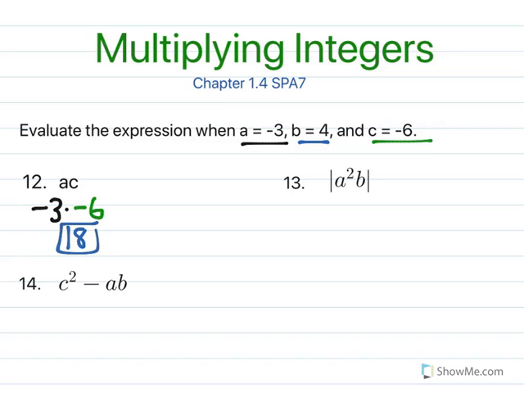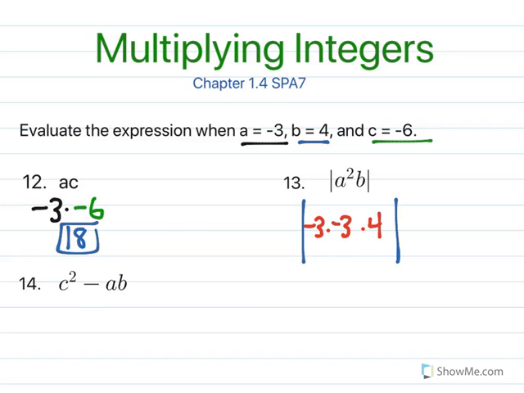Now for number 13. If you remember, this is the absolute value sign. The absolute value sign tells you that anything inside of it will come out as positive in the end, okay? So, no matter what. So I've got a, which is negative 3, squared. So I have negative 3 times negative 3 times 6, times b, which is 4.